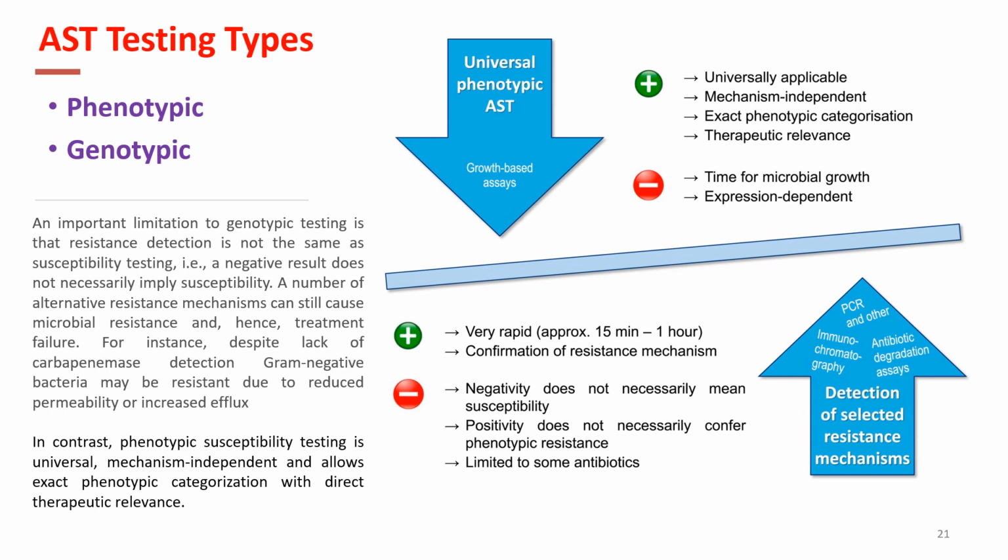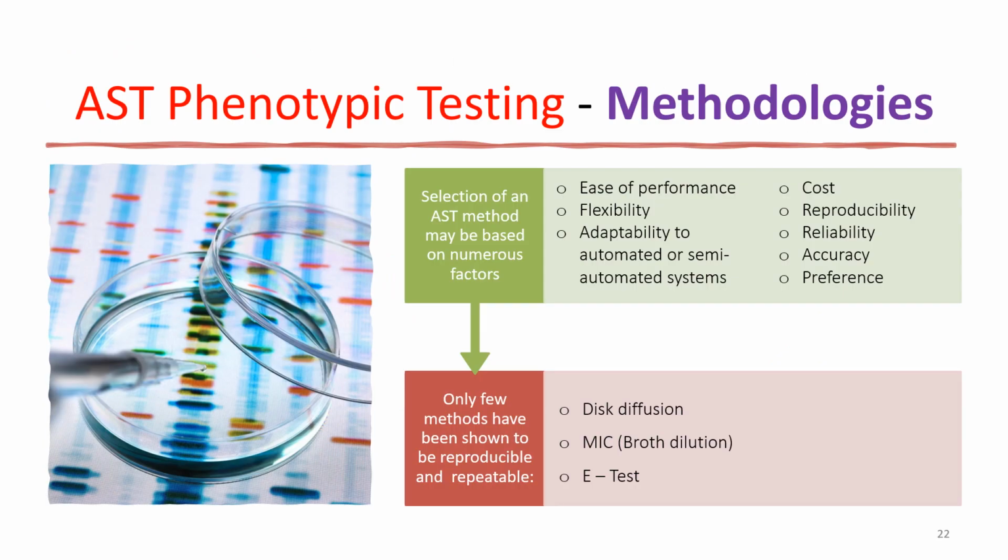It is expression dependent. Genotypic methods are very rapid. Within an hour, they confirm the resistance mechanism. However, they are limited to only a few antibiotics; a negative does not mean susceptibility, and a positive does not necessarily confirm resistance. So that's the issue with the genotypic methods. We will discuss the phenotypic methods only in this session. The phenotypic methods differ based on their methodology.